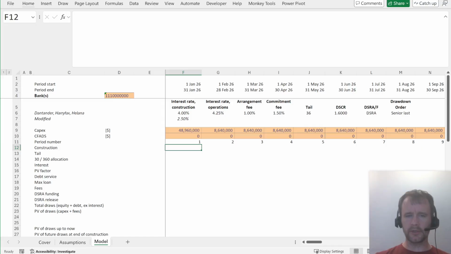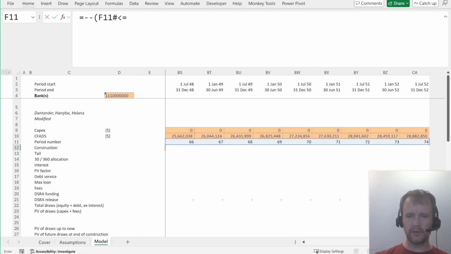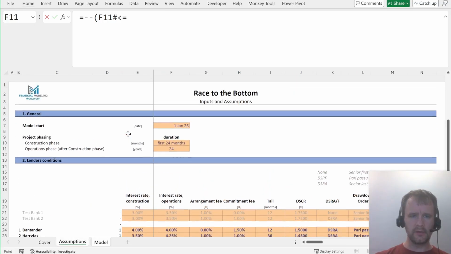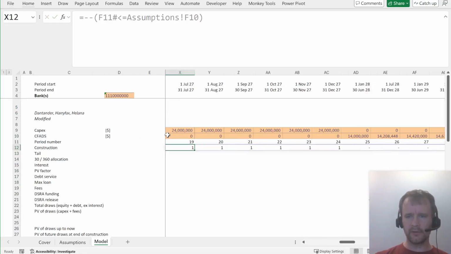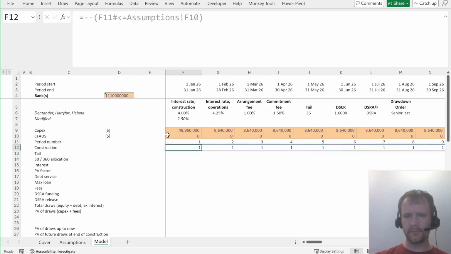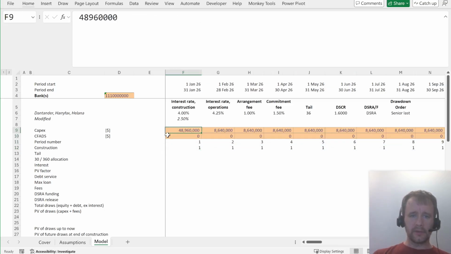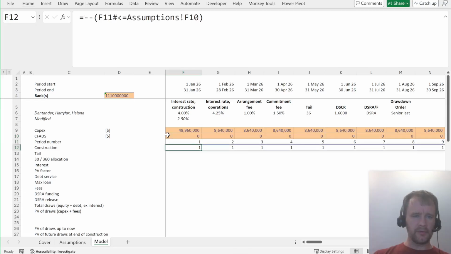So then I want a construction flag, and that can just be double minus. This is less than or equal to the 24 assumption here. It looks like text, but it's not. It's a number. Or equally, I guess that could have just been this is greater than 0. But anyway, whatever. That's construction.